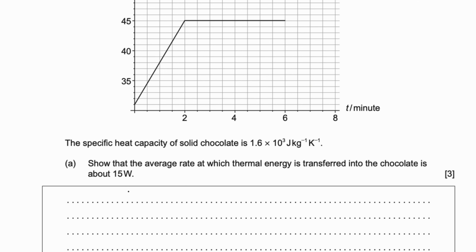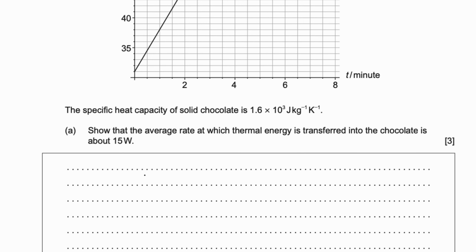So part A. Show that the average rate at which thermal energy is transferred into the chocolate is 15 watts. Before we get started, let's understand what this question is asking us. It's asking us to find the average rate at which thermal energy is transferred. And what is the variable that corresponds to the transfer of energy? Well, that variable is nothing else but power. Another way to confirm that power is what I'm looking for is by looking at the units. Watts is the unit for power, and so power is what I want to solve for.